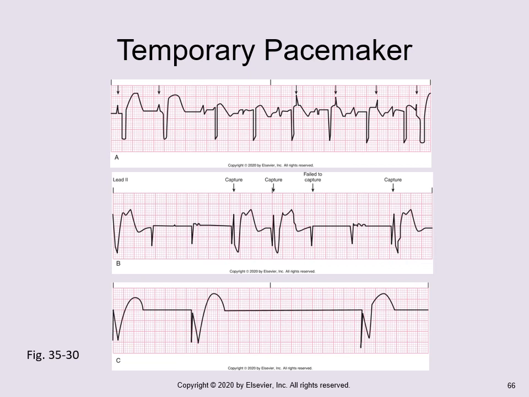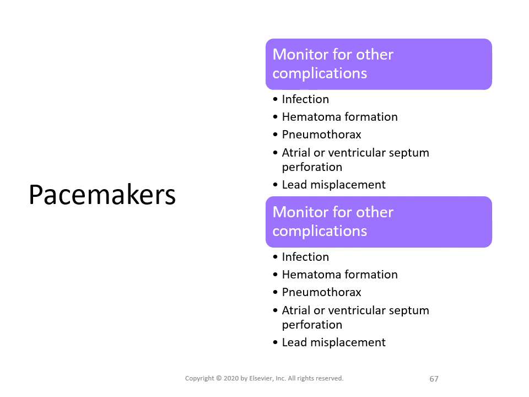B is an example of failure to capture. You can see a pacer spike that indicates that the pacer is discharging, but it's not sending out enough energy to cause the ventricle to contract. The last image, C, is failure to pace. Basically, the pacemaker is just not firing when it should.